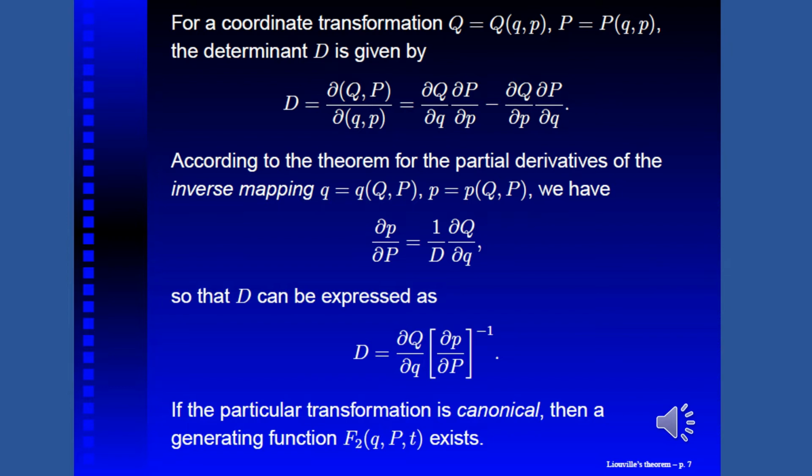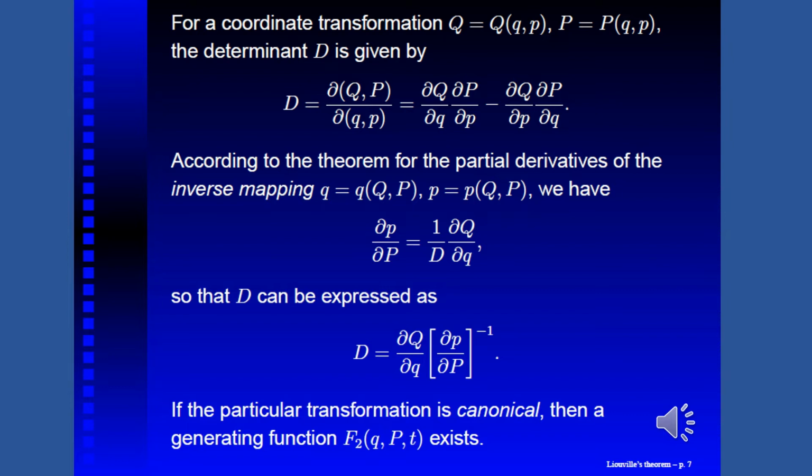According to the theorem of the partial derivatives of the inverse mapping, q is equal to q of (Q, P), p is equal to p of (Q, P). We have partial p over partial P is equal to 1 over D into partial Q over partial q. So that capital D can be expressed as capital D is equal to partial Q over partial q into partial p over partial P. We have cross multiplied and written it with the power -1.